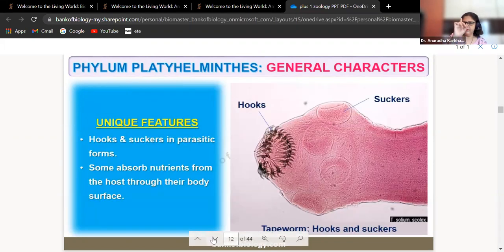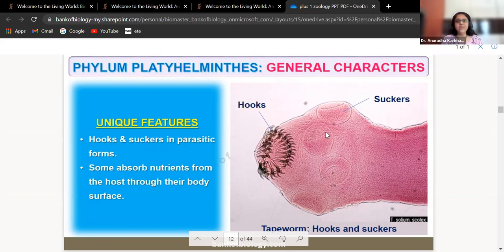Unique features, if it's a parasite especially, look at this. Hooks and suckers in parasitic forms. You can see these hooks, and these are the suckers. Now, what will they help in? It's a parasite, so the parasite has to get attached to the tissue of the host. So hooks will help them get attached to the host body, and the suckers will help them absorb nutrients from the host body.